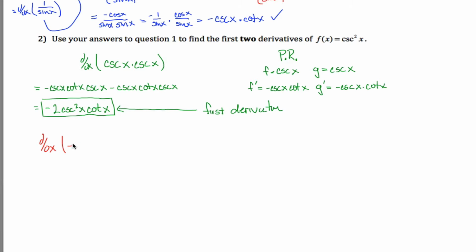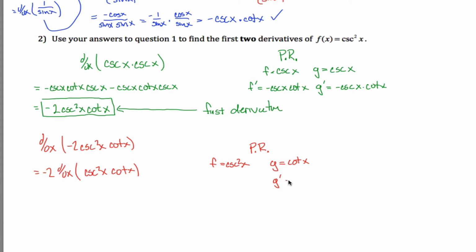So the derivative of negative 2 cosecant squared x cotangent x. Well, the first thing I can do is say that negative 2 is just a constant. Let's pull that out in front and figure out the derivative of cosecant squared x times cotangent of x. Something times something, let's use the product rule. Okay, so I got the product rule over here. Playing the role of f is cosecant squared x, and playing the role of g is cotangent x.